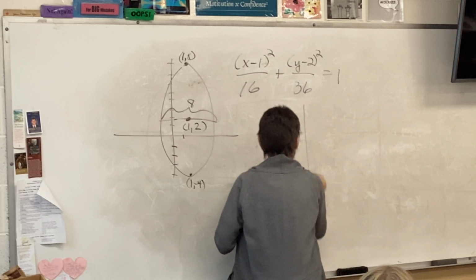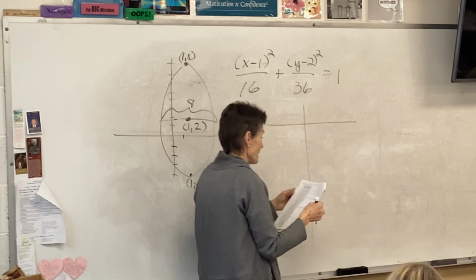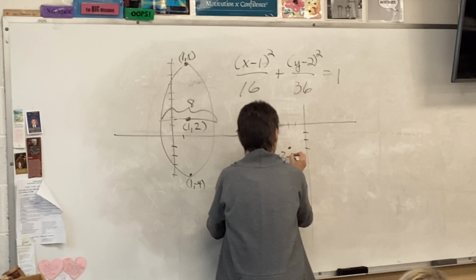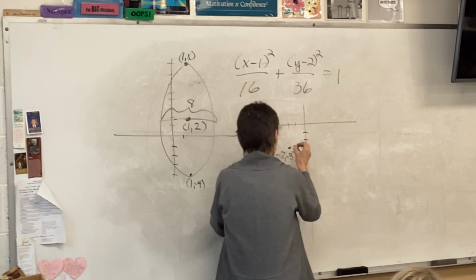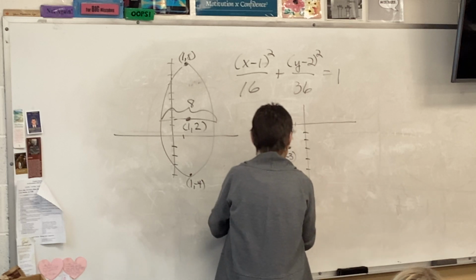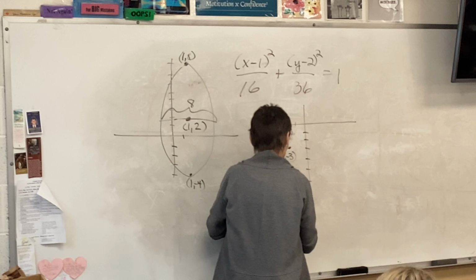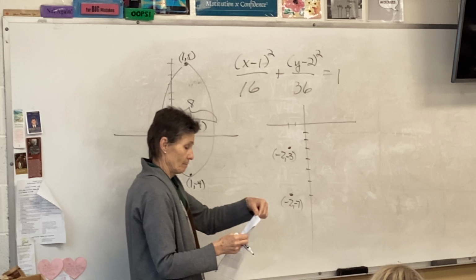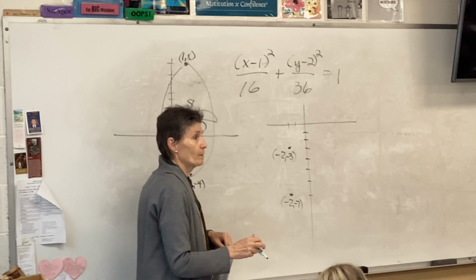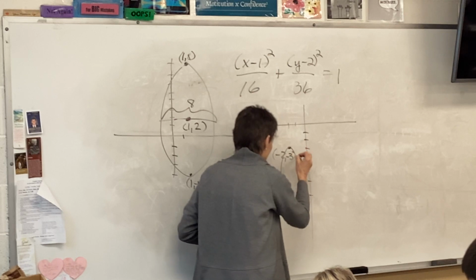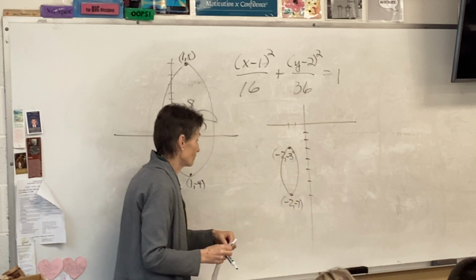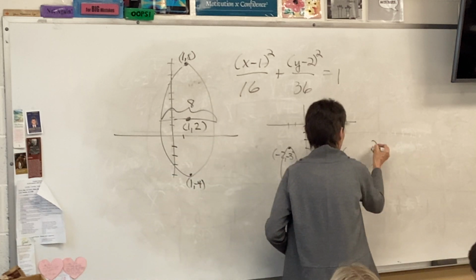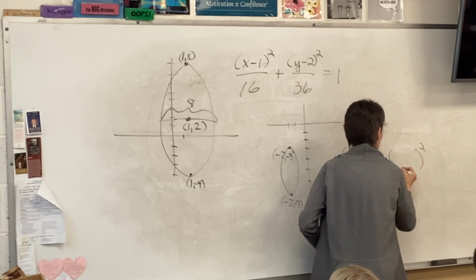All right, so now we've got major endpoints at (-2, -3) and (-2, -7). Okay, and those are the major endpoints. This isn't going to be very good, but we'll see what happens. All right, so now here's my equation. I'm going to start filling stuff in.